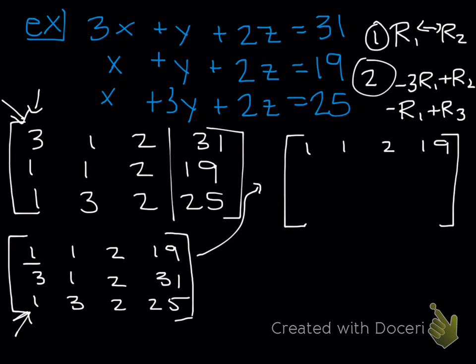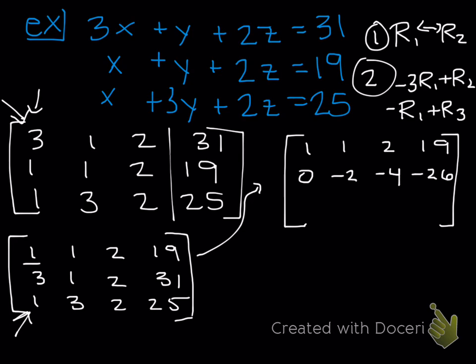Alright, so I'm going to do this top one first. I'm multiplying everything in row 1 by -3 and adding it to row 2. So -3 times 1 is -3 plus 3 is 0. -3 times 1 is -3 plus 1 is -2. -3 times 2 is -6. -6 plus 2 is -4. -3 times 19 is -57. -57 plus 31 is -26.